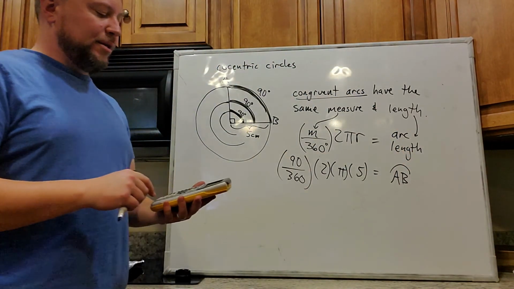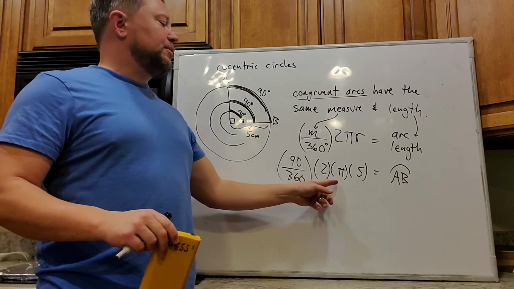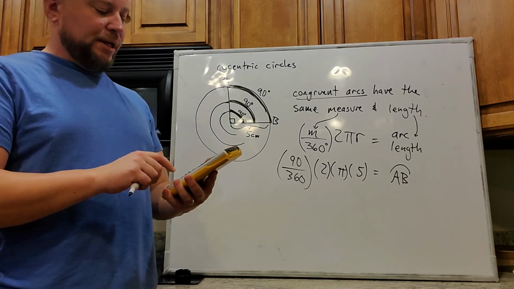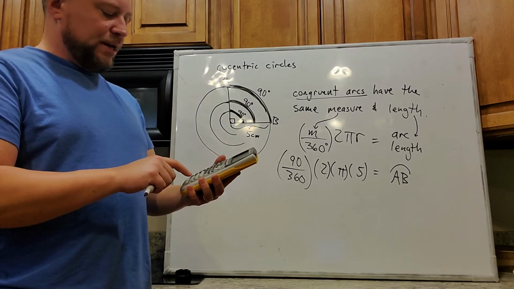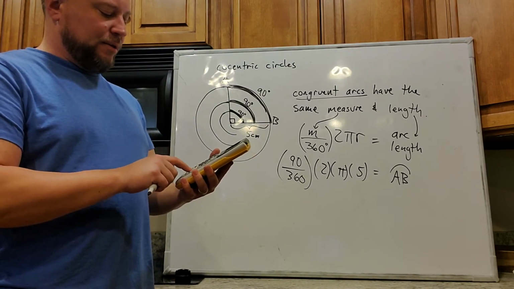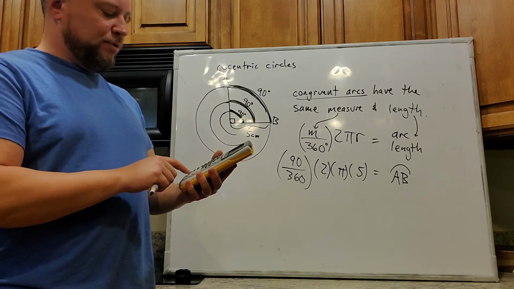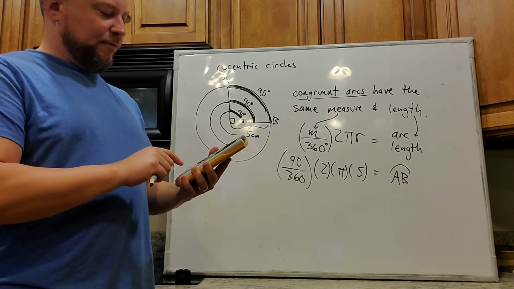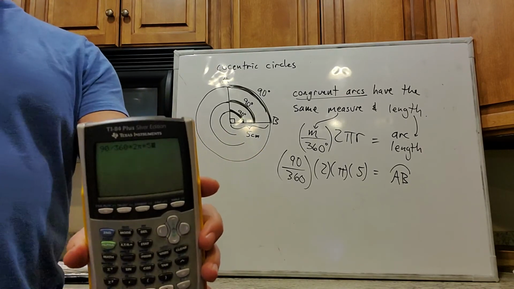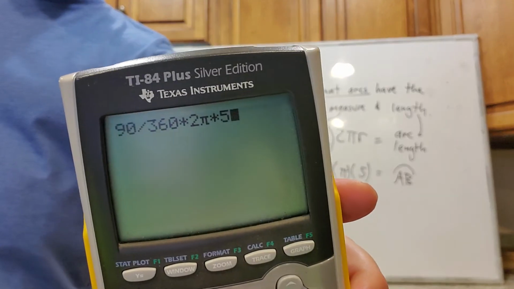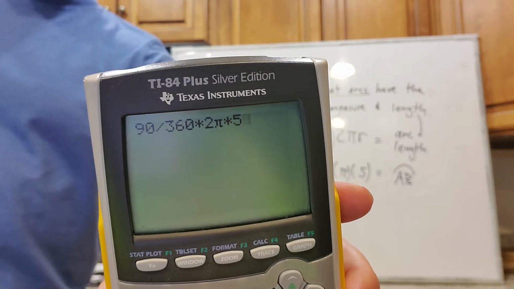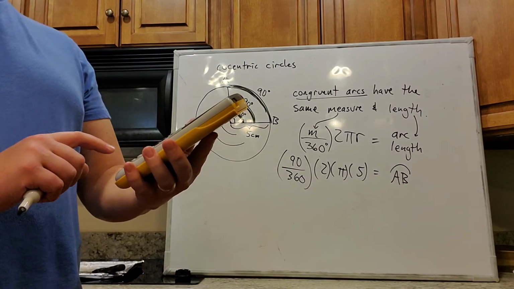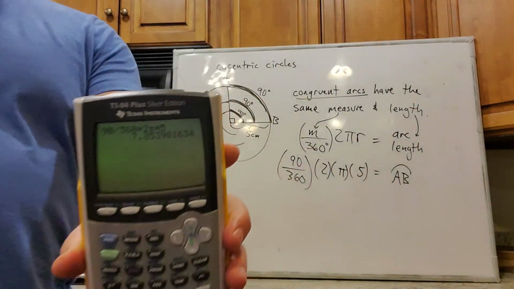So I'm going to let the calculator do all the work. Don't forget to use your pi key on your calculator. It'll help for accuracy. Okay, so I'm going to take 90 divided by 360 times 2 times pi times 5. You can just plug it in straight across like I did there: 90 divided by 360 times 2 times pi times 5. Okay, and if I hit enter, there's my answer.